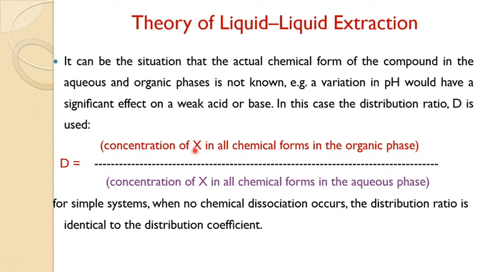It is the concentration of X, the compound of interest, in all chemical forms in the organic phase divided by the concentration of X in all forms in the aqueous phase. For a simple system, when no chemical dissociation occurs, the distribution ratio is identical to the distribution coefficient. These are the two important concepts related to the theoretical base: the distribution coefficient and the distribution ratio D.